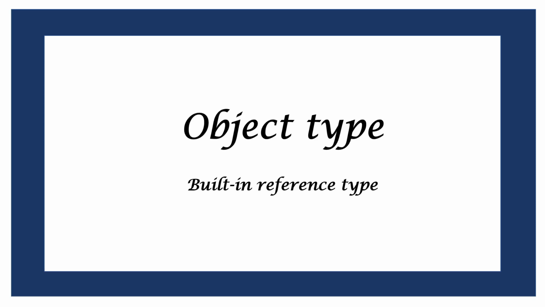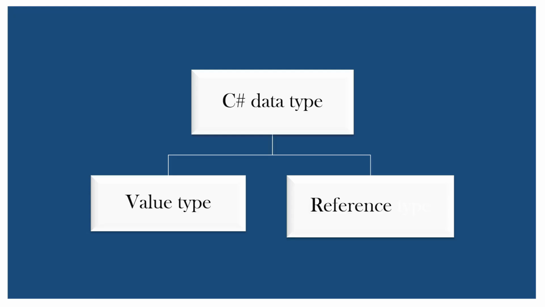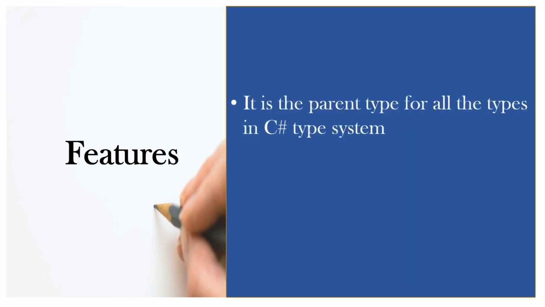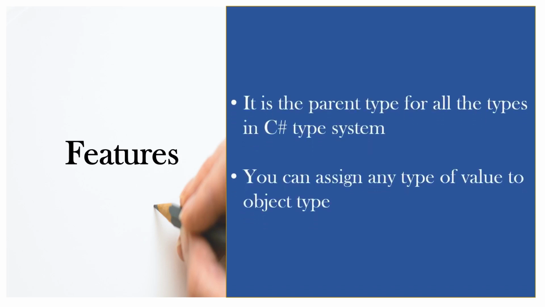Our today's topic is object type, which is one of the built-in reference types given by C Sharp. As you might already know, in C Sharp, all the built-in types and custom types are broadly classified as value types and reference types. If we have to talk about object type, it is a built-in reference type. Here are the features of object type. The first thing is, it is the parent type for all the types in the C# type system. Next, you can assign any type of value to object type.